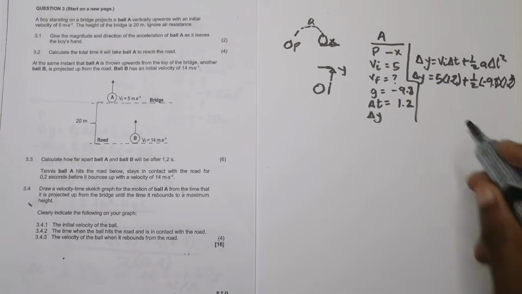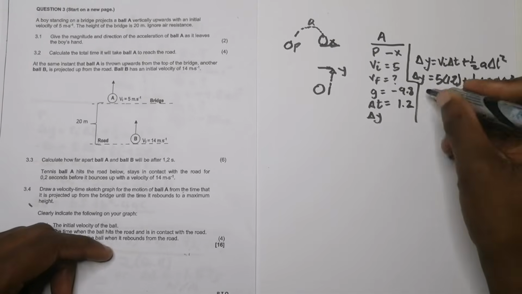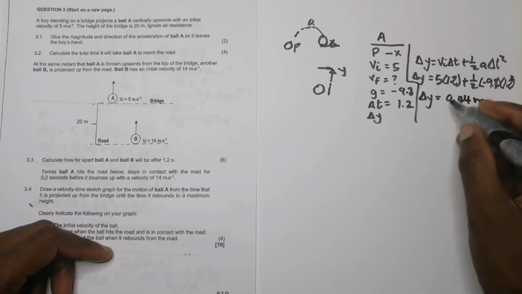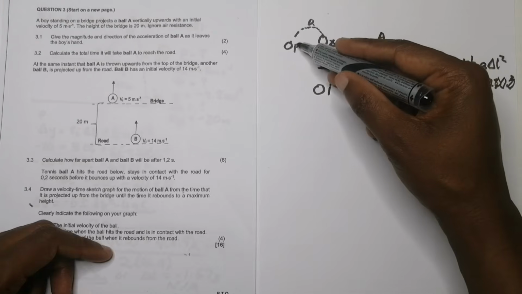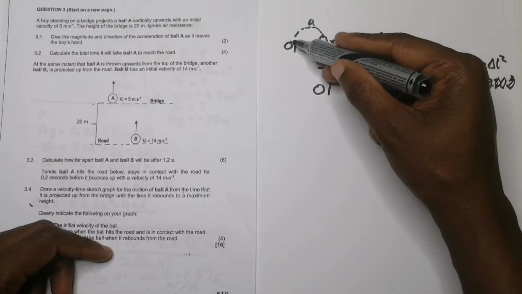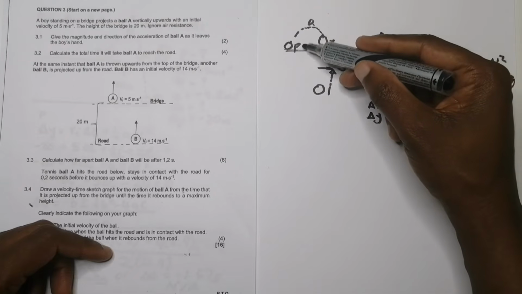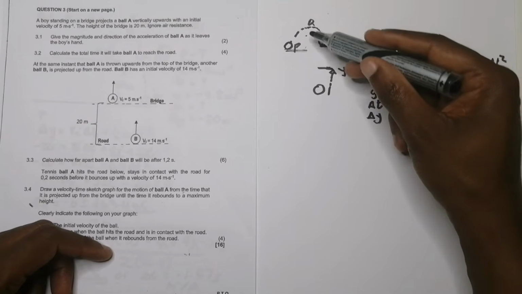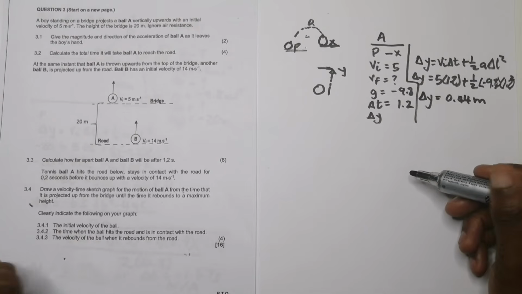So in this case, what do we get? I get an answer of 1.44 meters. And please note, I get a positive displacement. What does that mean? It means ball A is actually still above the point of departure. So it's 1.44 meters above the point of projection. It was displaced upwards at that point.